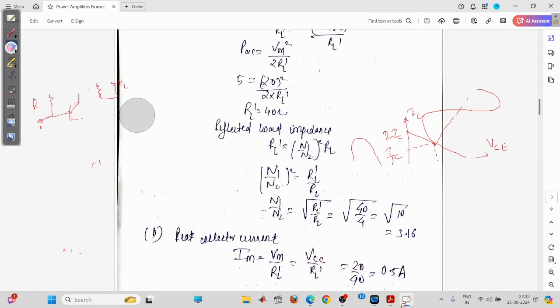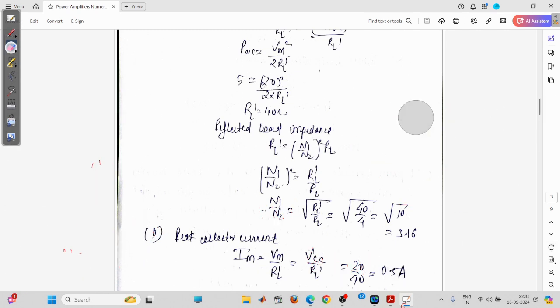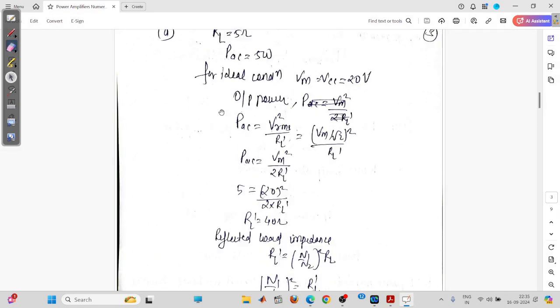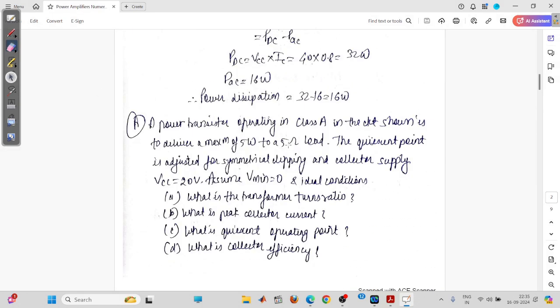Okay, so you can easily calculate the turns ratio. The only mistake I made while preparing the notes is that I have taken RL as 4, but you can see that in the problem it is a 5 ohm load. So 5 ohm load is the actual load impedance. Now what is the peak collector current?